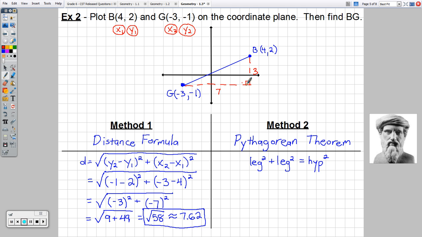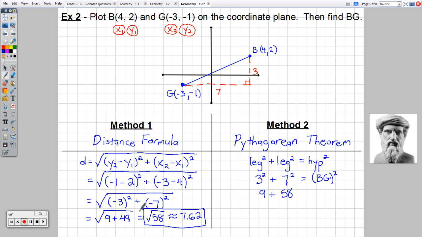So if you go from -3 to +4, that's the difference in the x values. And this was the difference in the y values. So now if I plug those values into the formula, I've got leg squared plus leg squared equals hypotenuse squared. That would become 3 squared plus 7 squared equals, my hypotenuse is what I'm looking for, BG. So it's BG squared.